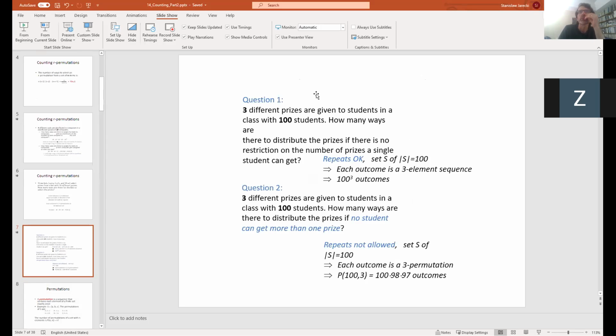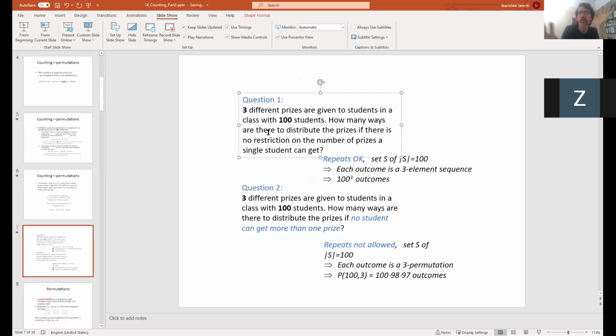Now, let's say you have 3 prizes in a class of 100 students. How many ways are there to, I don't know, I'm not really sure what has happened at all, like why suddenly stuff doesn't show.